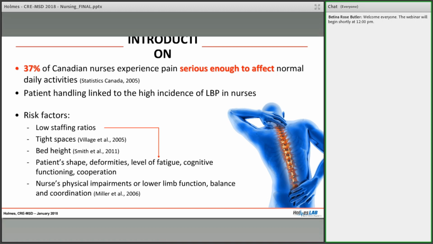About 37% of Canadian nurses experience pain that's serious enough to affect their normal daily activities. And there's a lot of work that highlights the fact that patient handling is linked to the high incidence of low back pain in nurses. There are other risk factors as well, things like low staffing ratios and other problems that can lead to levels of fatigue, tight spaces, bed heights, patient and nurse anthropometrics, and so on.